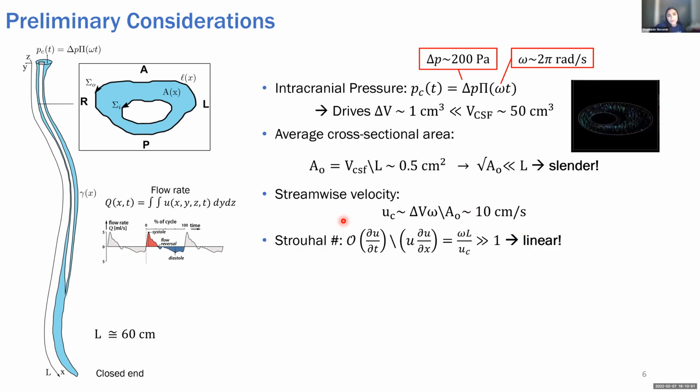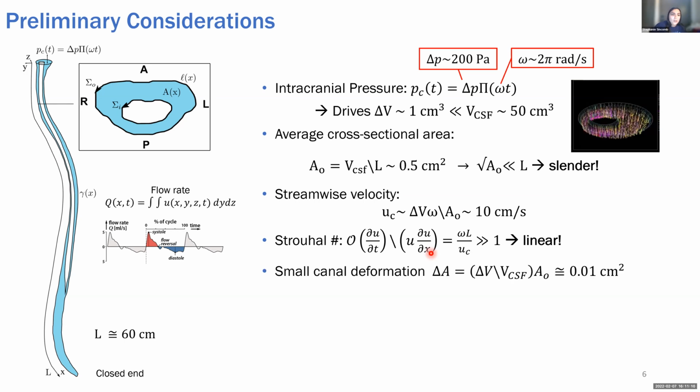Our corresponding Strouhal number, which is the ratio of the local acceleration to convective, indicates that our problem is linear. So for those who have taken a fluid mechanics class, you have your nonlinear term from the convective acceleration. So basically, our problem is linear.